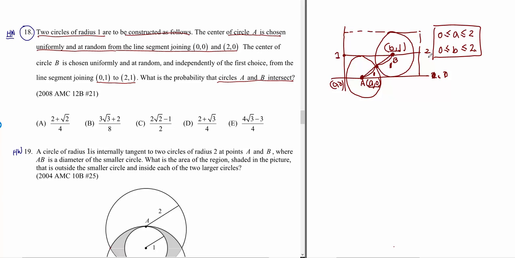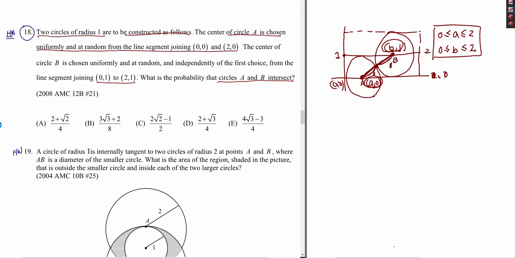To have an intersection, for these two points (a, 0) and (b, 1), their distance should be less than or equal to 2. The distance between the centers should be less than or equal to 2, because if the distance is greater than 2, they don't have any point of intersection. So there is one condition you should satisfy.